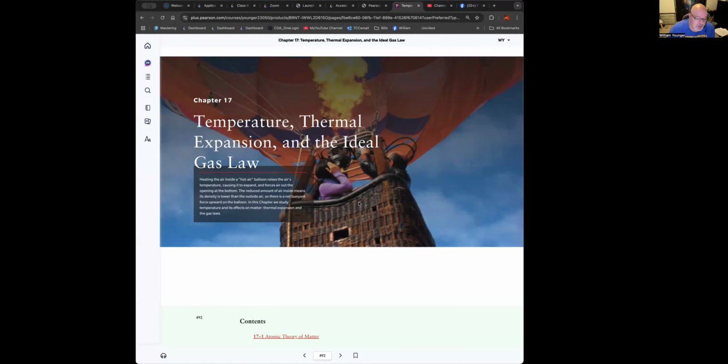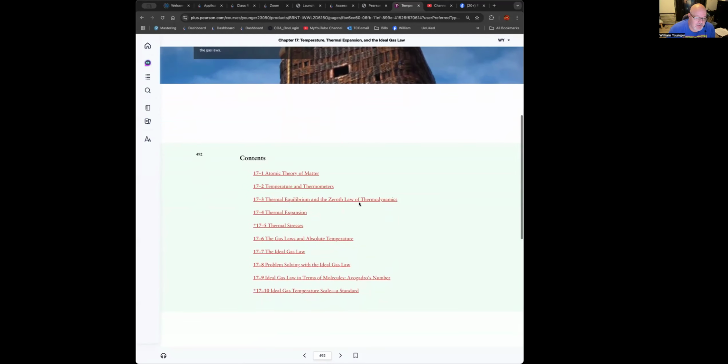But what we cover here is obviously section 17.1, atomic theory of matter, section 17.2, temperature and thermometers, section 17.3, thermal equilibrium, and the zeroth law of thermodynamics.